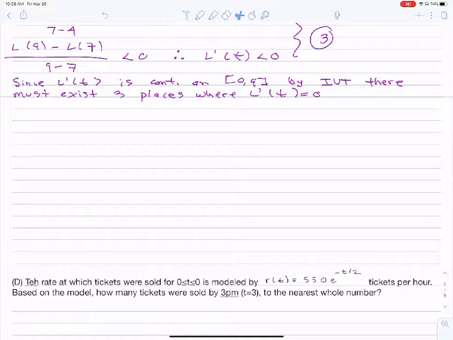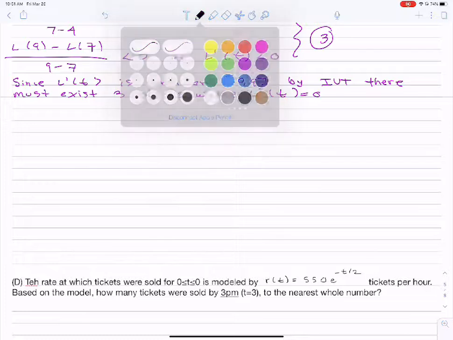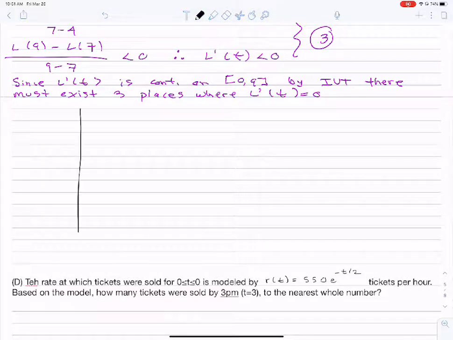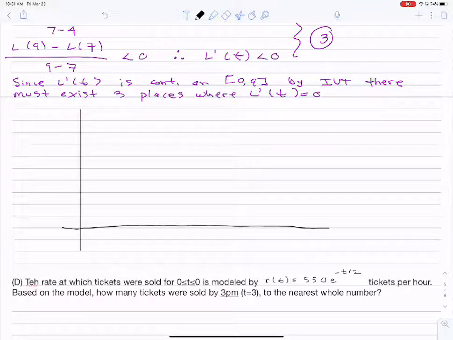Okay, and again, this was kind of a stretch question. I think recognizing that we had to use both MVT and IVT here is the stretch. But let's focus on why I had to use both. So let's do the graph again, because I think visually this hopefully makes a little more sense.